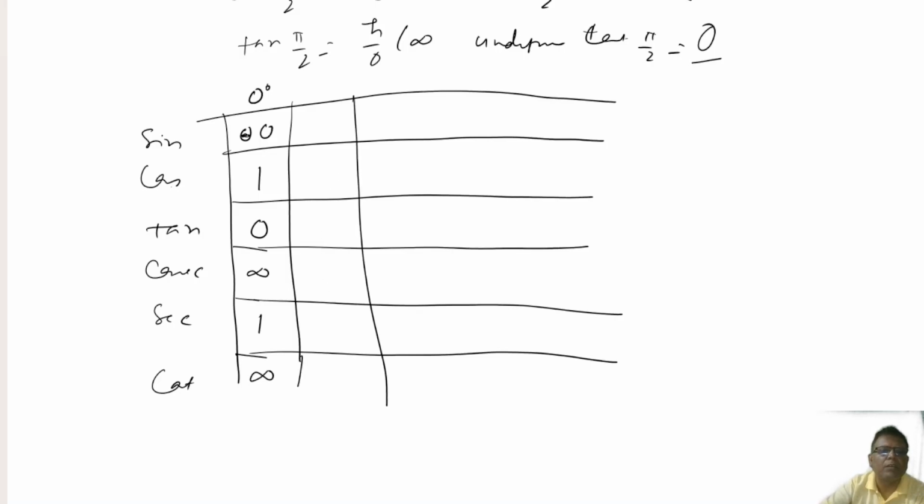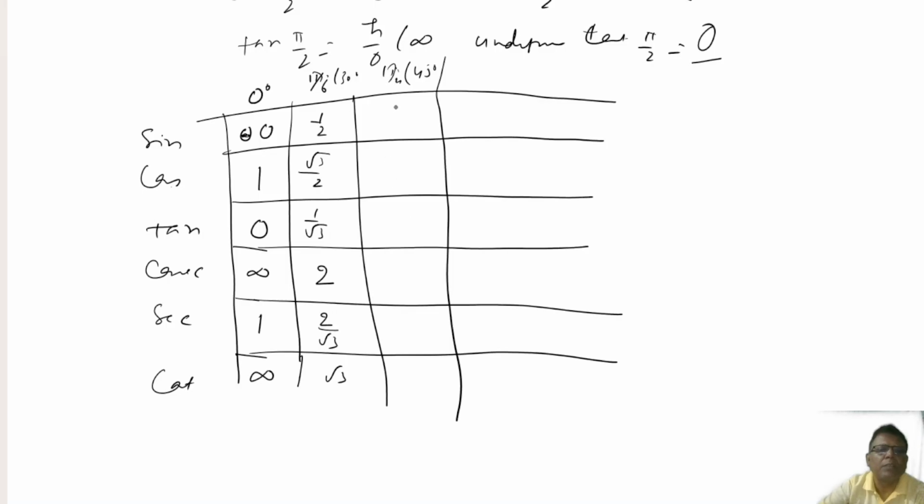Now come to pi by 6, which means 30 degree. 30 degree: half, root 3 by 2, 1 by root 3, cosec equals 2, sec equals 2 by root 3, and cot equals root 3. Now come to pi by 4, which means 45 degree. So for 45 degree, sin is 1 by root 2, cos also 1 by root 2, tan is 1, cosec is root 2, sec is root 2, and cot is also 1.